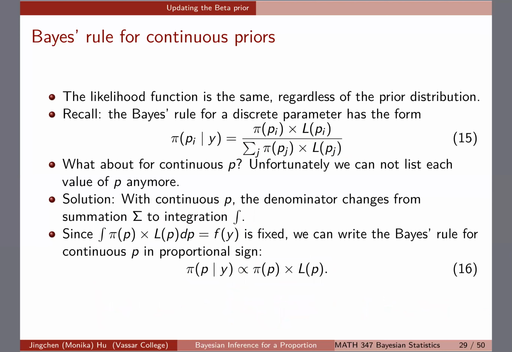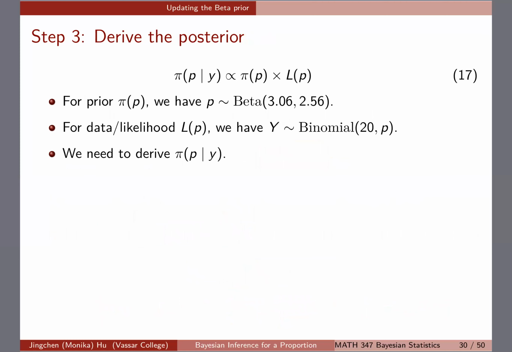All right. Even if we don't care about f of y for now, we still have to deal with the rest, and the rest might be new to some of you. So I'm going to work it out in the particular setup that we have. Keep in mind that question 17 is carried over from the previous slide. For the prior, we remember that we have this beta 3.06 and 2.56. The likelihood, we know, is a binomial experiment, and y in the end is going to be 12, because that's the data that we collected. So we need to derive this conditional distribution, which is the posterior, p given y.